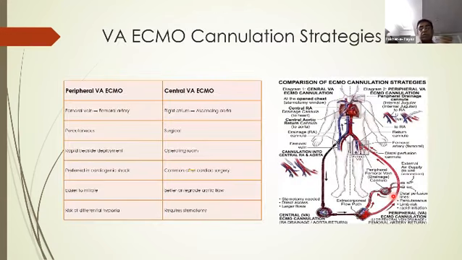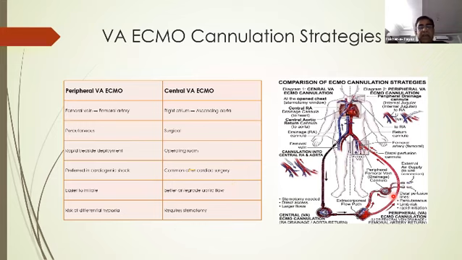So, ECMO cannulation strategies. When we talk about veno-arterial ECMO, we basically have two strategies. One is peripheral and the other one is central. Peripheral is from the femoral vein to the femoral artery, and it is done percutaneously. It's a rapid bedside procedure, but usually we take the patient to the theater for risk of infection. If we are in a hurry, we can place it in the ICU as well. This is easier to initiate, but there is risk of differential hypoxia, which I will come to at the end.